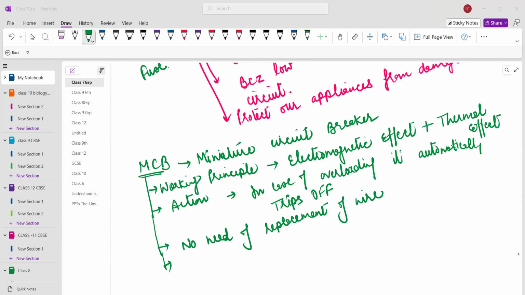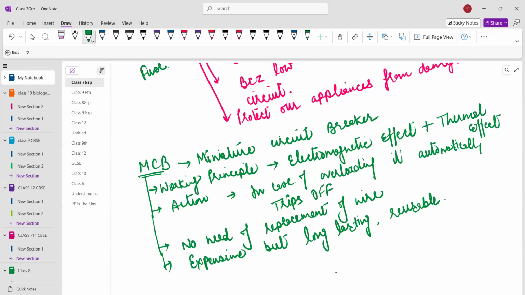Okay, but cost wise, it is expensive as compared to the fuse, but it is reusable and it is long lasting. So cost wise, yes, it is expensive, but long lasting. And also reusable. So nowadays we have completely moved on to MCB. Earlier we used fuse at home, but nowadays we are using MCB.